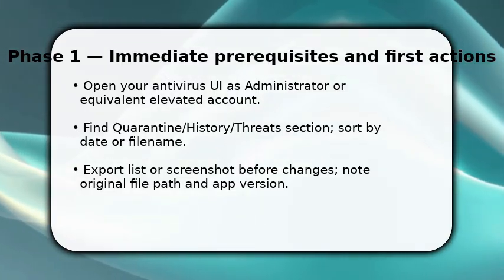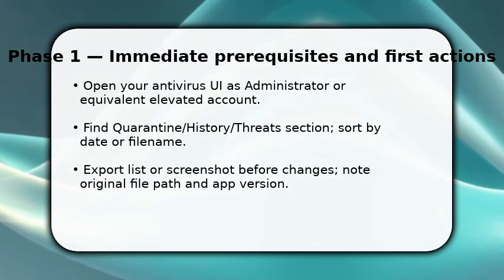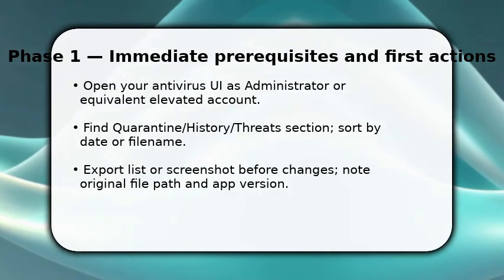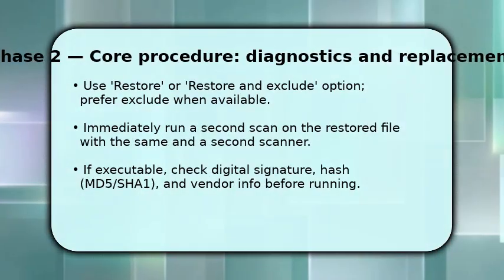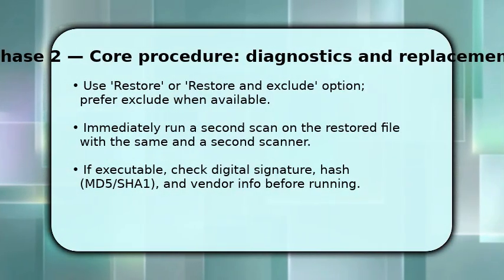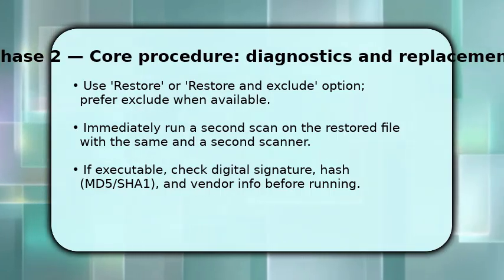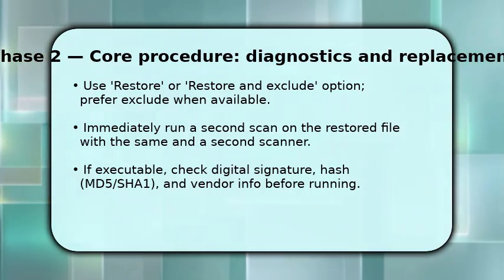This matters because some restores require excluding the original folder first. If you skip that, the file will be quarantined again after you restore. Once you've recorded details, choose Restore or better, Restore and Exclude, so the AV won't re-quarantine the file.